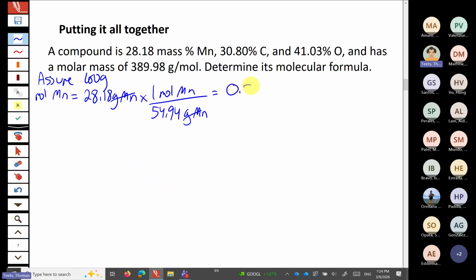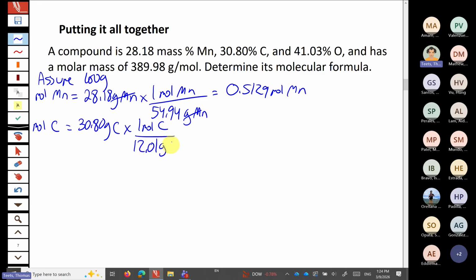So we get 0.5129 moles of manganese. For carbon, we have 30.80 grams in 100 grams. Carbon has an atomic mass of 12.01. We've seen that one already. So the molar amount for carbon is 2.564.